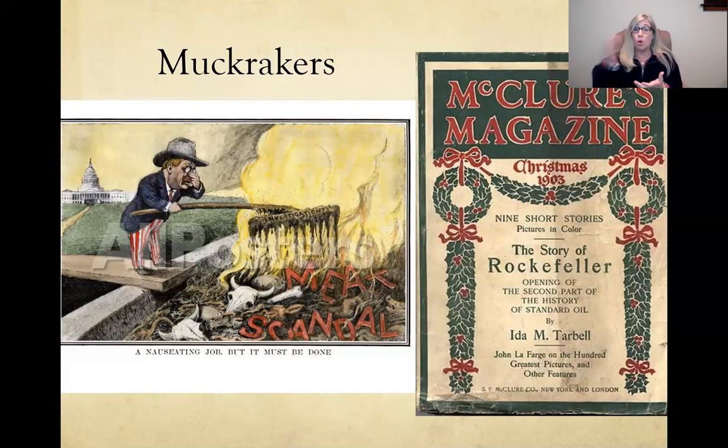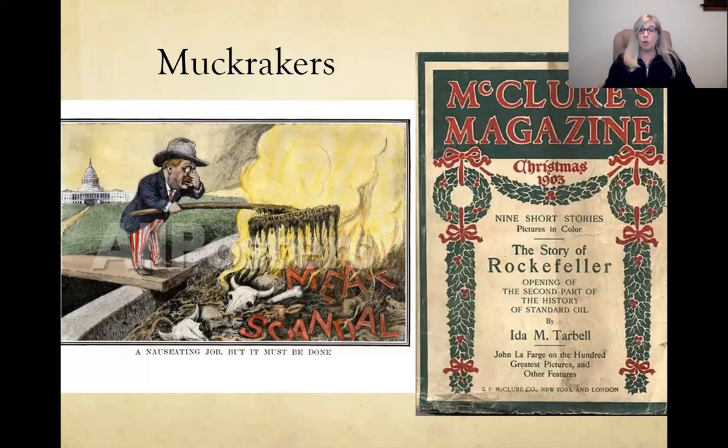So we refer to this time period as the Gilded Age. Something that's gilded is gold plated. If I had something that was solid gold and something that was gold plated of a similar shape, you wouldn't be able to tell which one was which, because from the outside, they look the same.